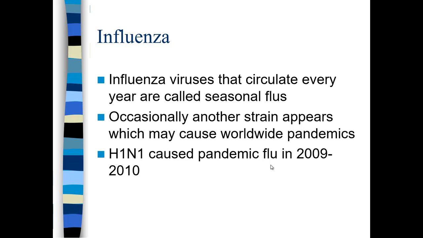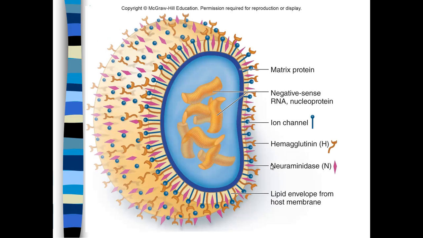Okay, H1N1 caused a pandemic flu in 2009 to 2010, actually a much larger pandemic than we're experiencing right now with coronavirus. And it's an envelope virus with a matrix protein below the envelope. It's a negative sense RNA virus, and then in the envelope there are little ion channels, and these ion channels then allow directly the exchange of things like sodium and potassium.